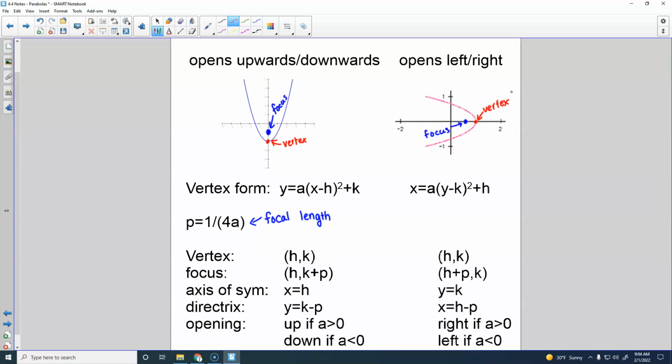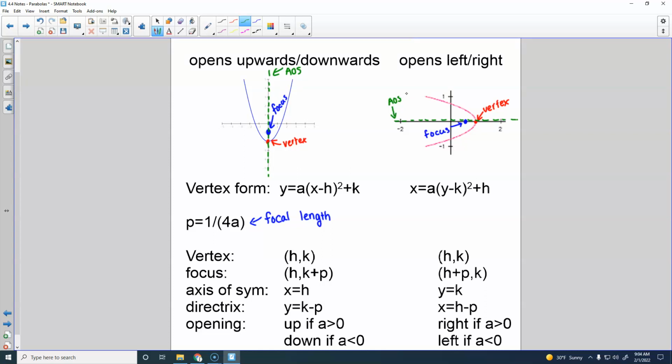You're going to have an axis of symmetry. The axis of symmetry is just the line that goes right down through the middle. If you have a parabola that opens up or down, that's going to be a vertical line, and vertical lines have x equals equations, right? On the one over here to the right, if you have a parabola that opens left and right, it's going to have a horizontal axis of symmetry. So I'm going to just label AOS there, axis of symmetry.